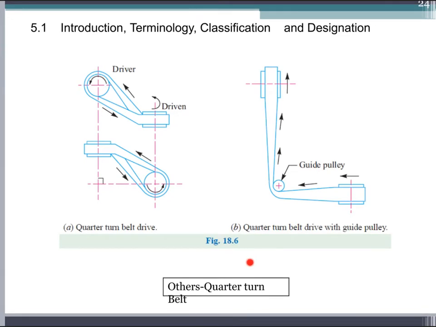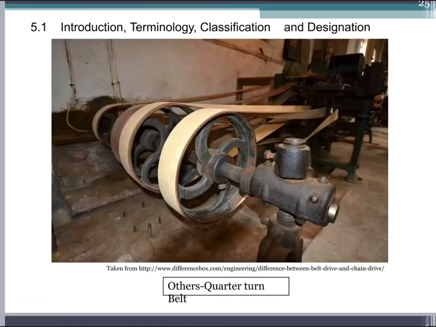And then we have the quarter turn belt. So this is the quarter turn belt. The driver pulley drives the belt, and this is the driven pulley. Then there is the quarter turn belt drive with a guide pulley. Let's say we put a guide pulley here. So this is the example of a quarter turn belt drive.